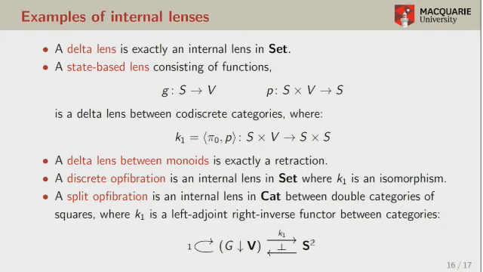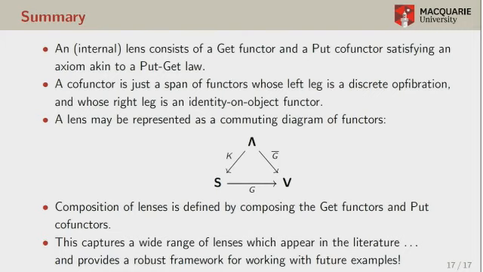fibration should be. And so just to summarize, an internal lens is a get functor, and the put is actually a cofunctor. And maybe I haven't emphasized that enough, but really this lifting, which is what the cofunctor is doing, is exactly what the put is doing. And they satisfy some axiom which makes that diagram commute there. And really, a cofunctor is just a span of functors of a discrete op fibration, an identity on objects functor. And so when we put those two things together, we get a lens just represented as this commuting diagram.